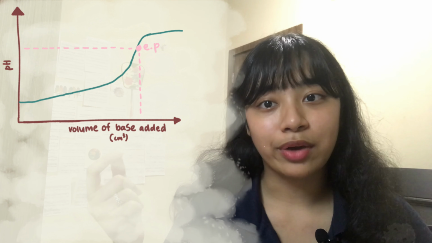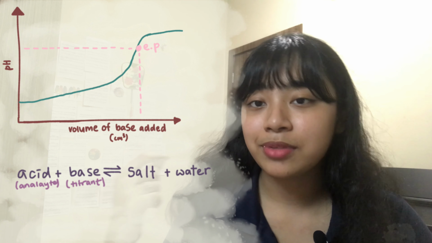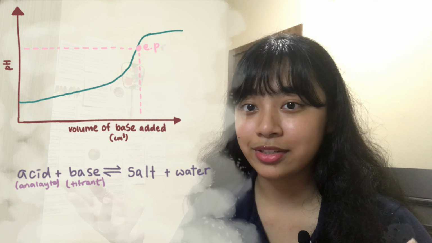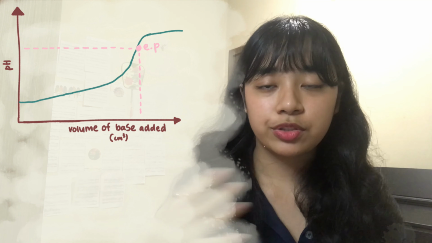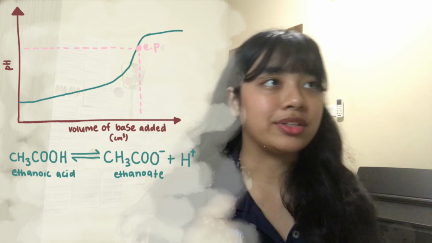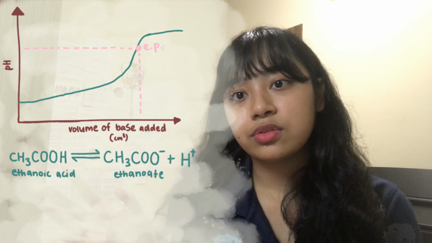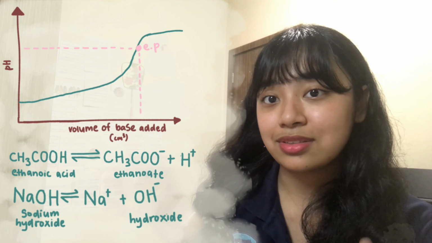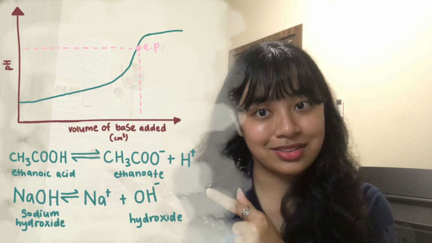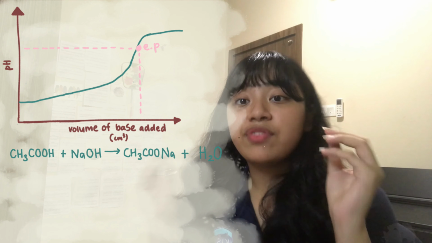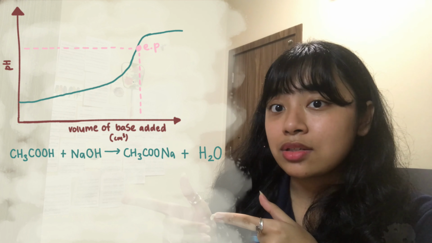This point is where the titrant has completely neutralized the analyte, leaving only salt and water. So let's say we choose ethanoic acid to be our acid. It's a relatively weak acid, so it only partially ionizes. And let's say we choose sodium hydroxide as our base. It's a strong base, so it fully ionizes in water into this. Put them together, ethanoic acid and sodium hydroxide. At the equivalence point, we would get this.